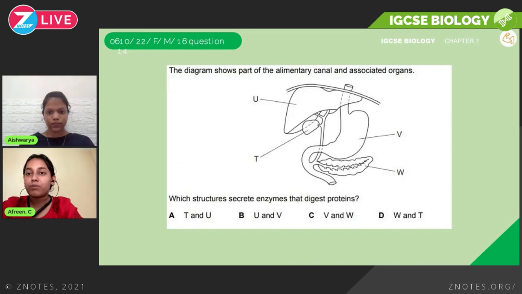Okay, this is February/March 2016, paper 2. The diagram shows part of the alimentary canal and associated organs. Which structures secrete enzymes that digest proteins? The digestion of proteins is happening in the stomach and in the small intestine. However, these enzymes are being produced in the stomach and the pancreas. So the correct options are V and W. V and W, that's option C, and that's the correct answer.